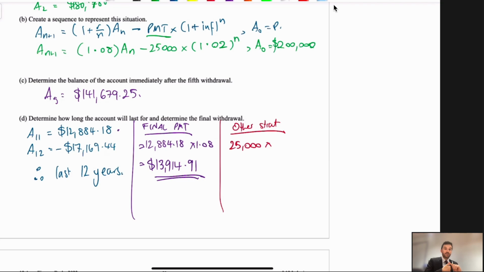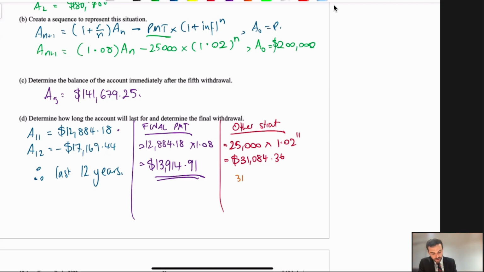And then how many times do they increase that by 2%? At the end of 1 year, it's 25 grand. But then in the second year, it's times by 1.02. At the end of the third year, you times it by twice, 3 times, 4 times, 5 times. Now, for 12 years, it stands to reason it will be 11 times. So it's to the power of 11. So if I put that amount in, the amount I tried to withdraw from my account was $31,084.36.